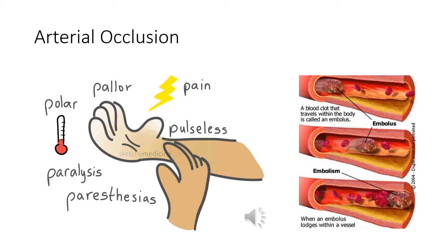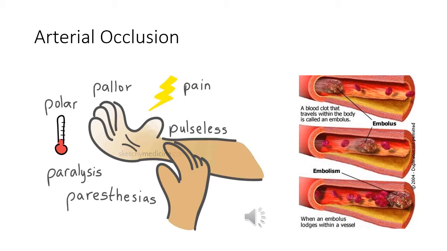Now the 5 Ps are described in your text, and one of them, by the thermometer, has a little bit of a different name in this picture than in the text. So in the picture we call it polar, and in the text they call it poikilothermia. I don't know about you, but I think polar is an easier word to say, so let's go with that. But what it means is it's addressing the adaptation of a client's limb to temperature in the environment.